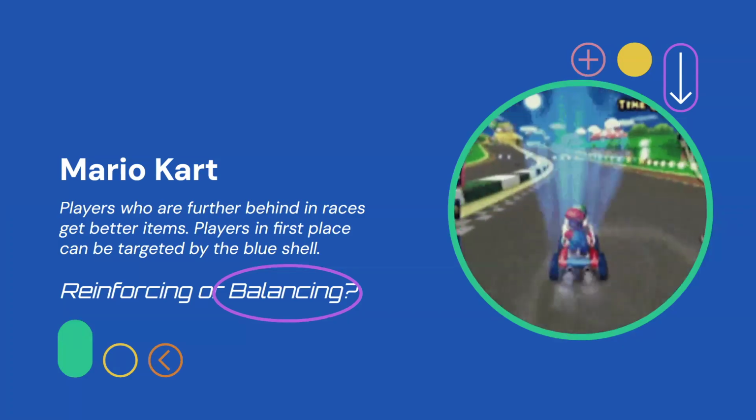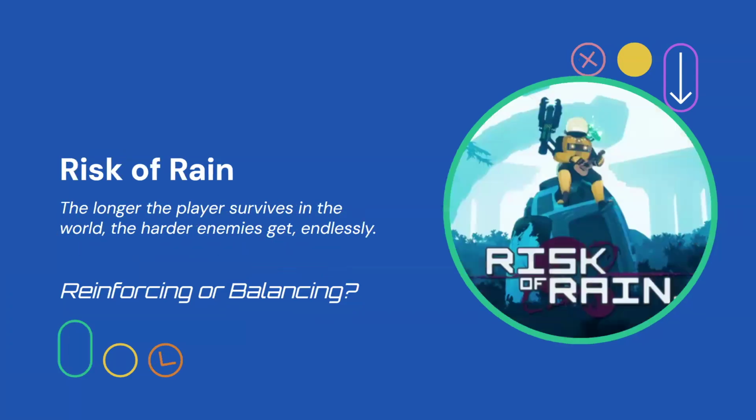Now whatever's next? Risk of Rain. What do you guys think? Reinforcing? Well, it is balancing. Would you care to explain why? It's a roguelike. That's mainly why.